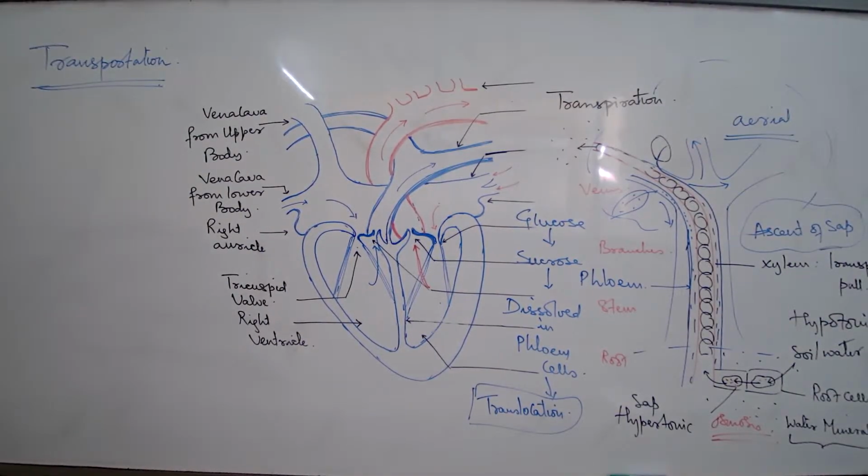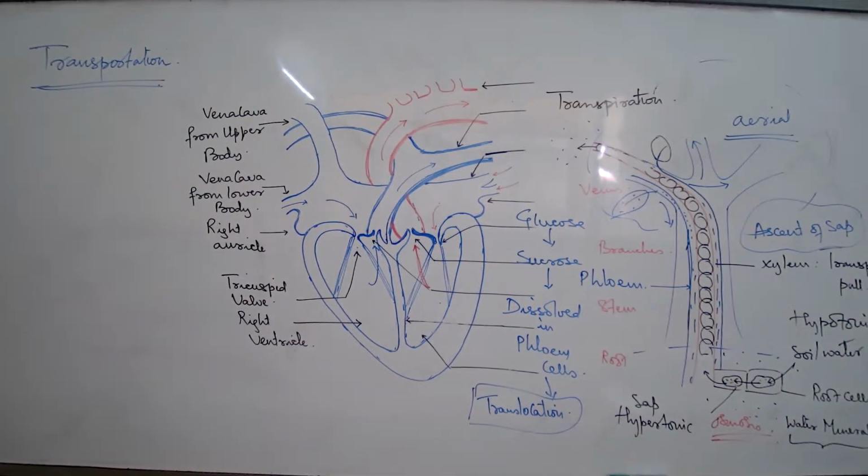Next point: the food is formed in the leaves by a process known as photosynthesis, in the form of glucose. Glucose is converted to sucrose and is dissolved in the sap of the phloem cells.